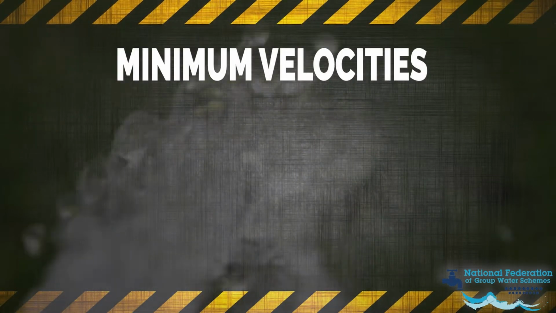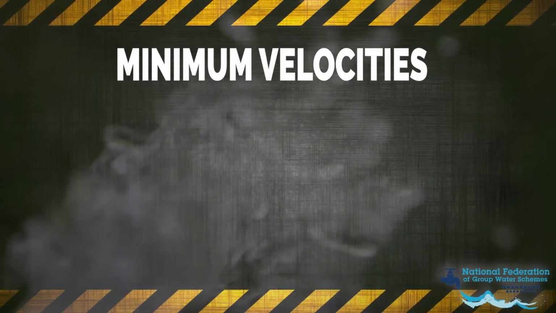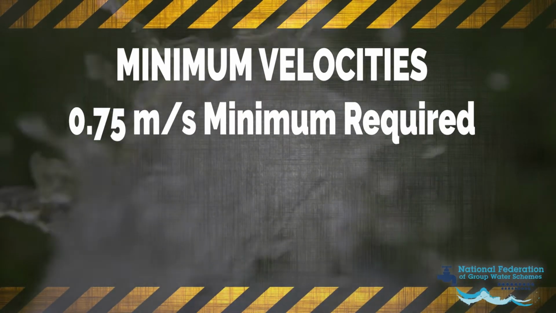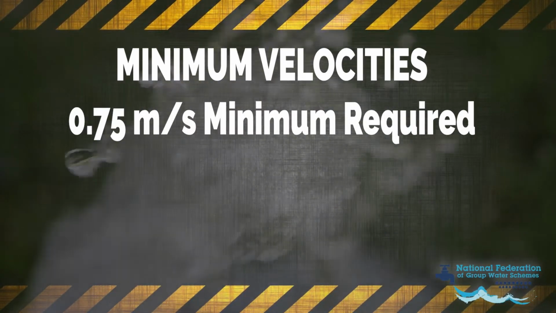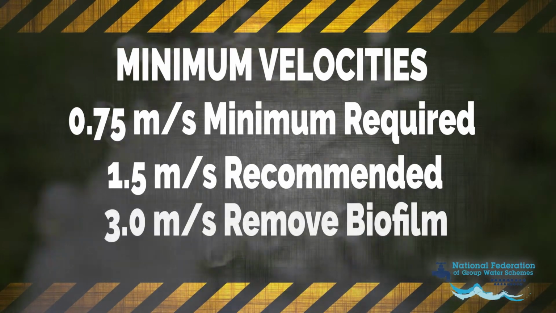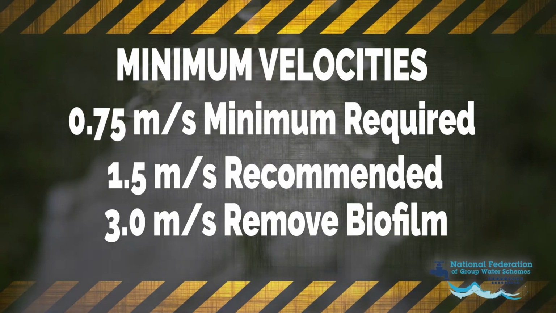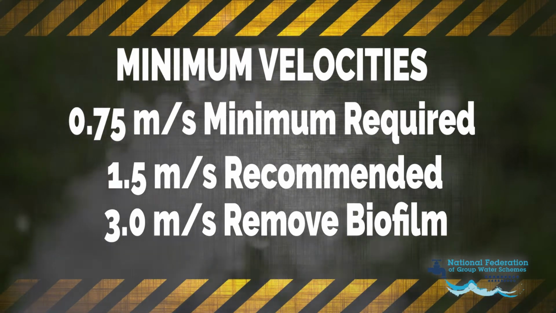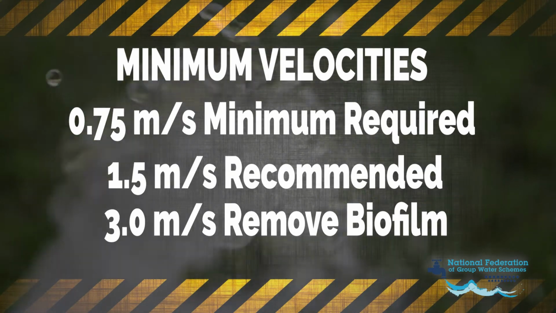In order to flush a section of network properly, the following minimum velocities must be achieved. 0.75 meters per second is the minimum required. 1.5 meters per second is recommended, and 3.0 meters per second to remove biofilm. You do need a flow meter each time to ensure that you are reaching the above outlined velocities.